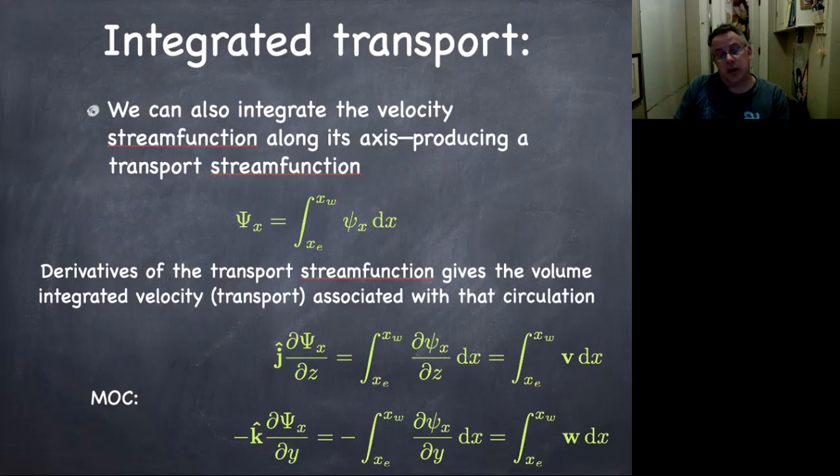So if we think about that for a second, we want to integrate that one along its axis, so along the zonal direction. When we do that, we get something that has the units of sverdrups. If we take its derivative with z, we get the x integrated meridional velocity. If we take its derivative with respect to y, we get the x integrated vertical velocity. Cool. This is the meridional overturning circulation. This is the meridional overturning transport stream function. What does it look like?